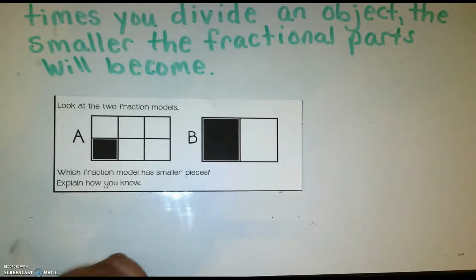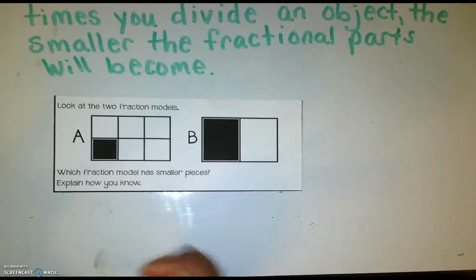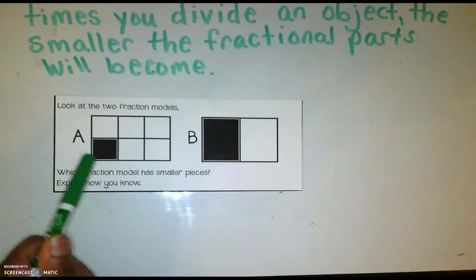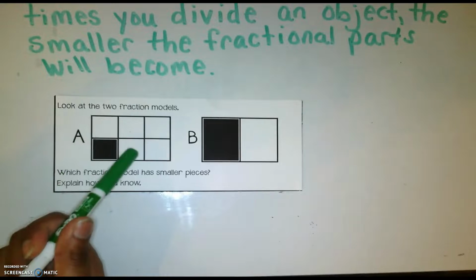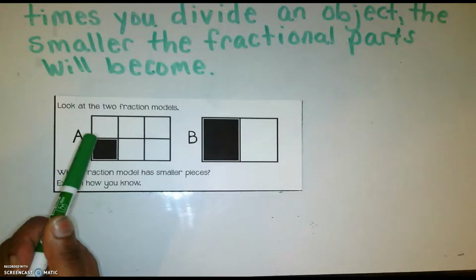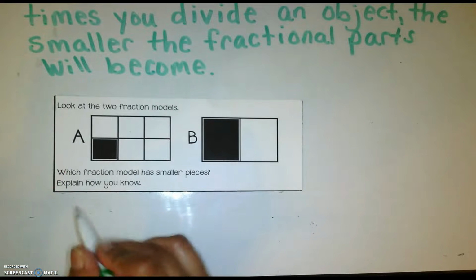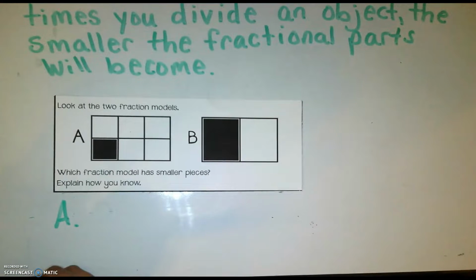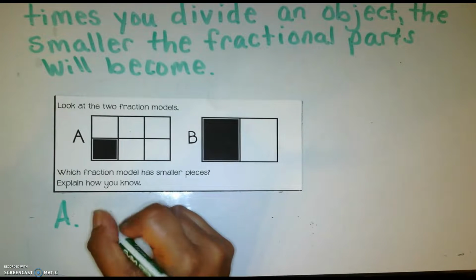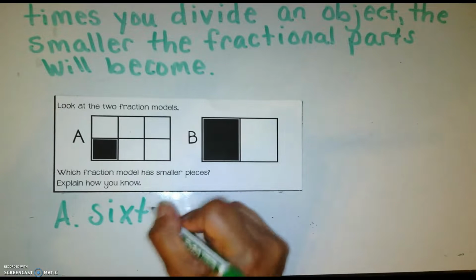Okay. So if we're splitting up a piece of cake and it's just me and you sharing a cake, we're going to get a big piece, right? But what if we have to split it with your siblings and then with one friend? Are we going to get as big of a piece? No. So A, how many parts are there? 6. There's 6, and that's sixths.